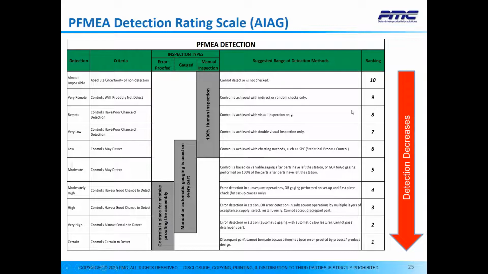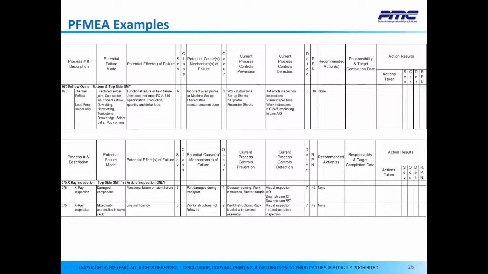The detection rating is a little bit more complicated because we may have a human detecting some of the causes of the failures, or a human with some gauges, automatic gauges, or fully automatic gauges. So depending on the inspection types, you can have a different detection capability. Again, 10 being the worst means it's almost impossible. In other words, you're totally depending on a person, and you're not even checking for a cause or failure mode. And the best one would be control certain to detect, which means a discrepant part cannot be made because the item has been error-proofed.